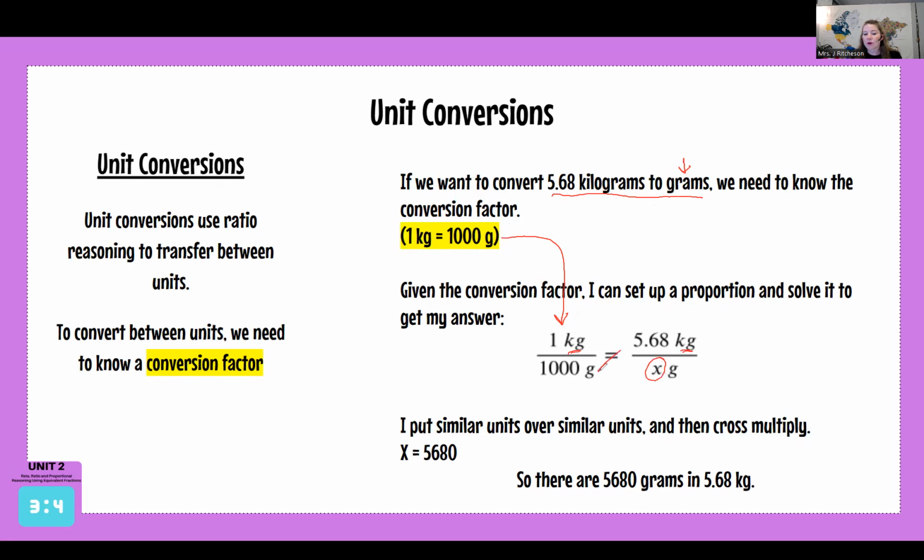So once again, we're going to cross multiply. 1 times x is 1x, and 1 times x is just x, right? So basically it's telling us we're going to multiply 5.68 by 1,000, and multiplying by 1,000 moves our decimal 3 places to the right. So the answer is 5,680 grams. That's the answer. Now, so far, we hadn't had anything to divide by because our coefficient was a 1, but that will change in the next few problems.